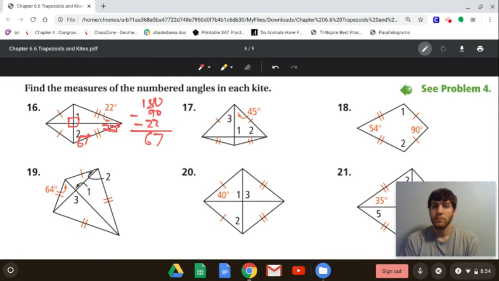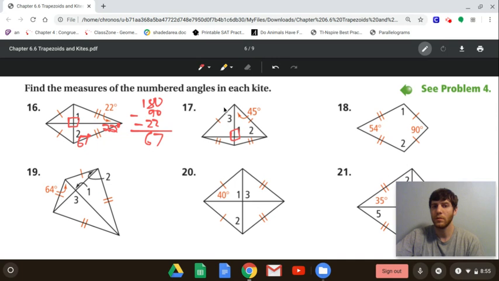17 is pretty much the same. Diagonals, it's a kite. You have one pair of congruent sides, there's a second pair of congruent sides. So it's a kite, so the diagonals are perpendicular. So you have 90, 90, 90 in the middle. And then again, here's your one pair of congruent sides, here's the other. So this angle here gets bisected, and then this one up here gets bisected.